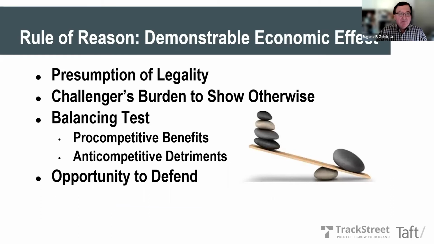So the rule of reason, as I said, requires demonstrable economic effect. It starts, unlike the per se test, which presumes it's illegal, with a presumption of legality, meaning that, again, it's on the challenger's shoulders to show otherwise. And there's a balancing test, taking a look at the pro-competitive benefits and the anti-competitive detriments, and it gives the party that's challenged an opportunity to defend.